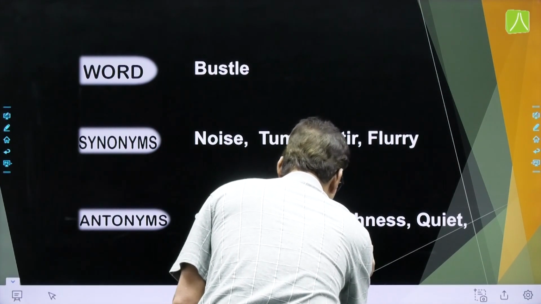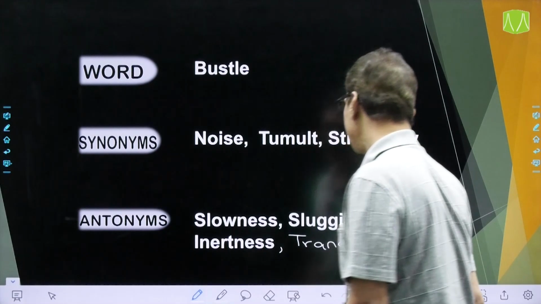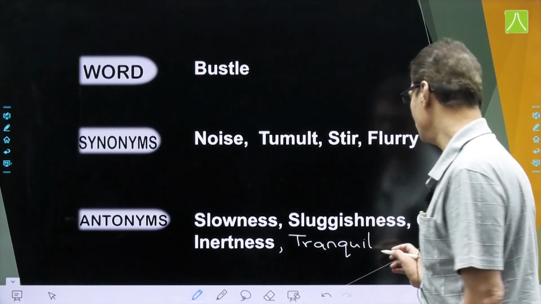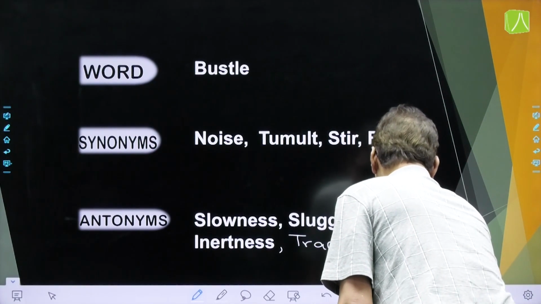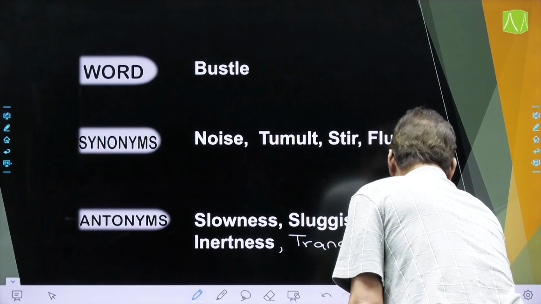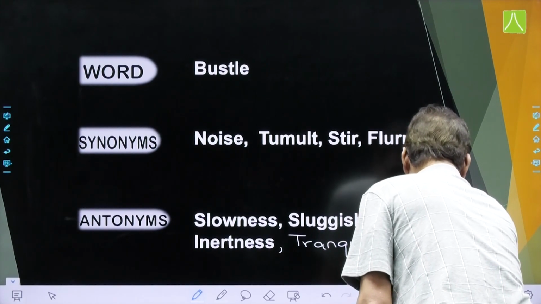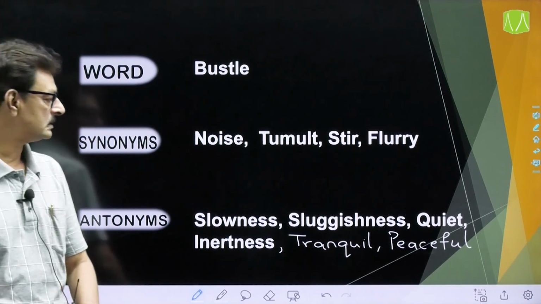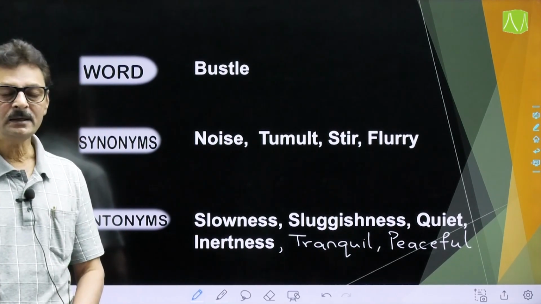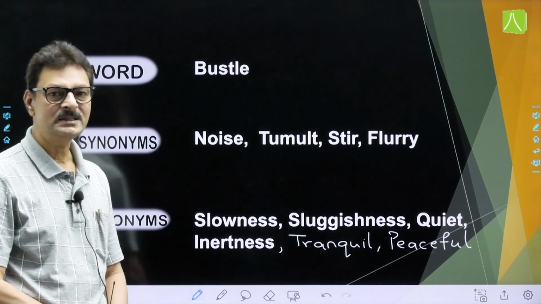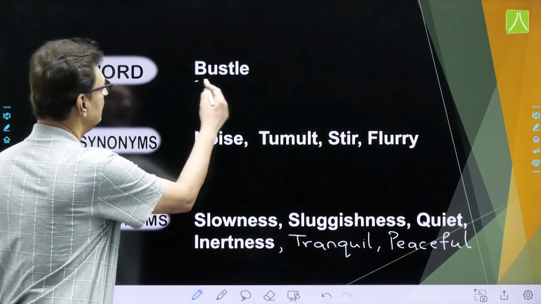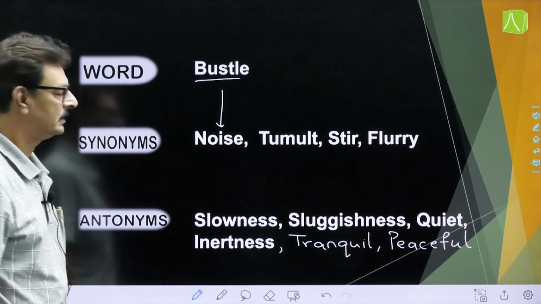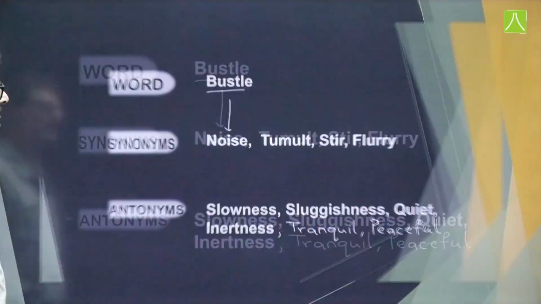Tranquil. Tranquil is the opposite. Tranquil means peaceful. So, some more words besides slowness, sluggish, quiet, inert: tranquil, which means peaceful. Opposite of bustle. Bustle is noise. Great. अगर समझ में आ गया.